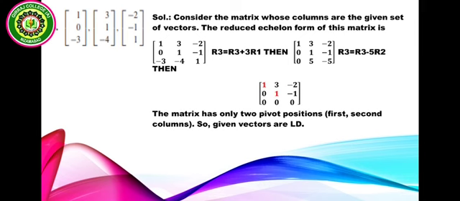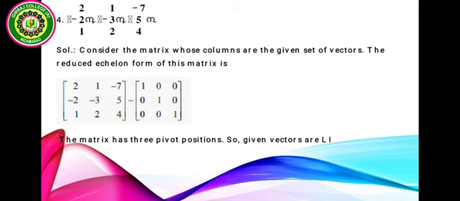In the below-diagonal zero form, the non-zero diagonal values are called pivot positions, and the remaining are free values. So the first column and second column are pivot columns, and the third column is a free column. Here we have two pivot columns. In the matrix 3 vectors are given, and the number of rows is 3. Both are not equal, so the given set of vectors is called linear dependent.